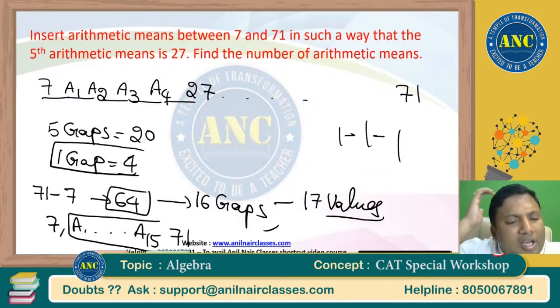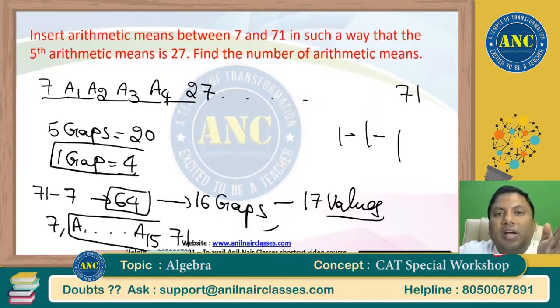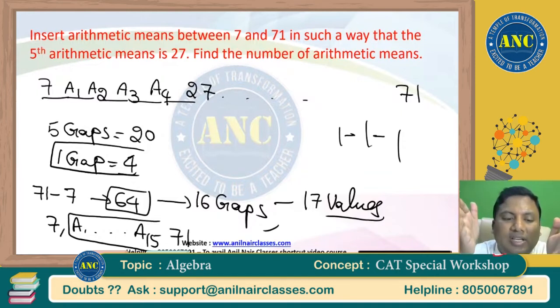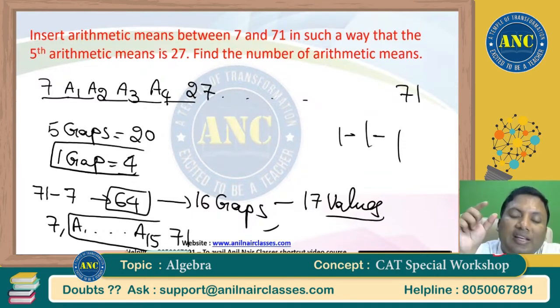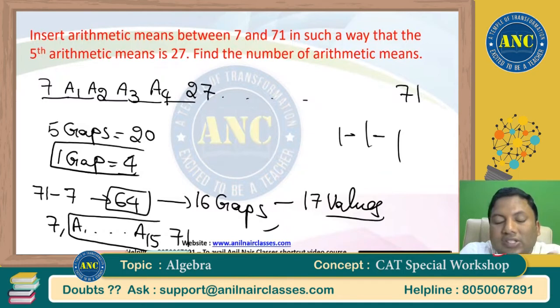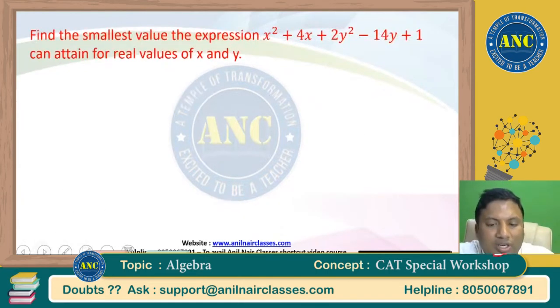Very easy question. Right? Insert arithmetic means between 7 and 71 in such a way that the fifth arithmetic mean is 27. Lowest is 7. Fifth arithmetic mean is 27. Totally the gap value is nothing but 20, because of 5 gaps. 5 gaps is 20. Each gap is 4. 71 minus 7, total is 64. 64 is because 16 gaps are there. If 16 gaps are there, there will be 17 values. Taking the extreme 2 values out, how many arithmetic means are inserted? 15 arithmetic means are inserted. Easy, very logical question if you know it.